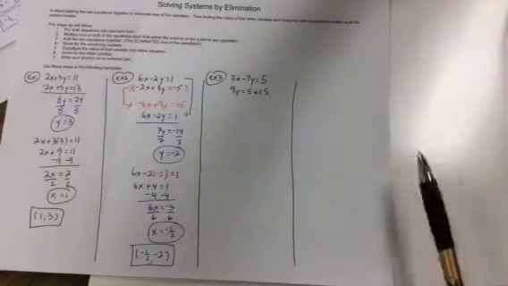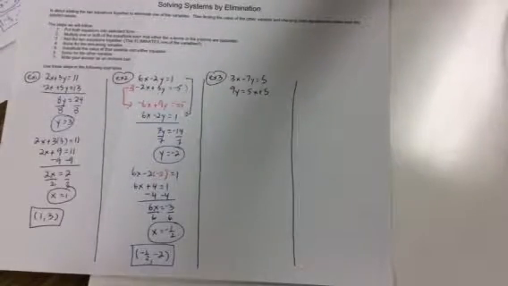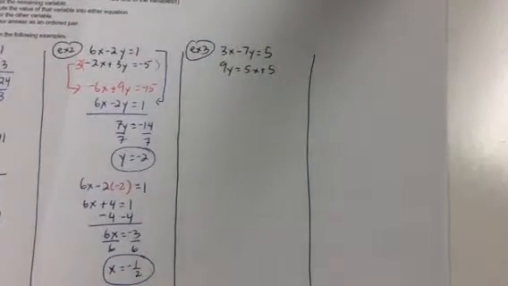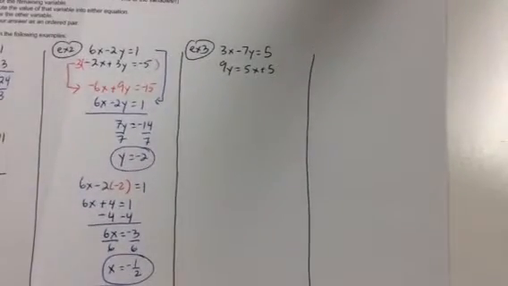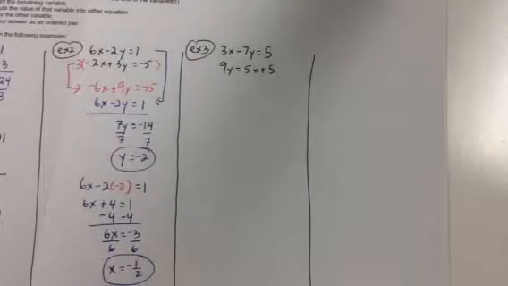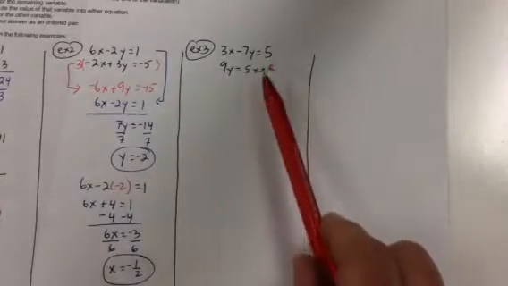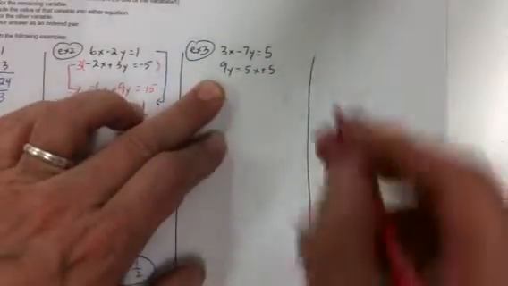Okay, now for part 2, sorry about that interruption, for part 2 of solving systems by elimination. So in this one, we're going to have 3x minus 7y equals 5. And the other equation is 9y equals 5x plus 5. Step number 1 is to put them into standard form, which the top is, but the second equation is not.